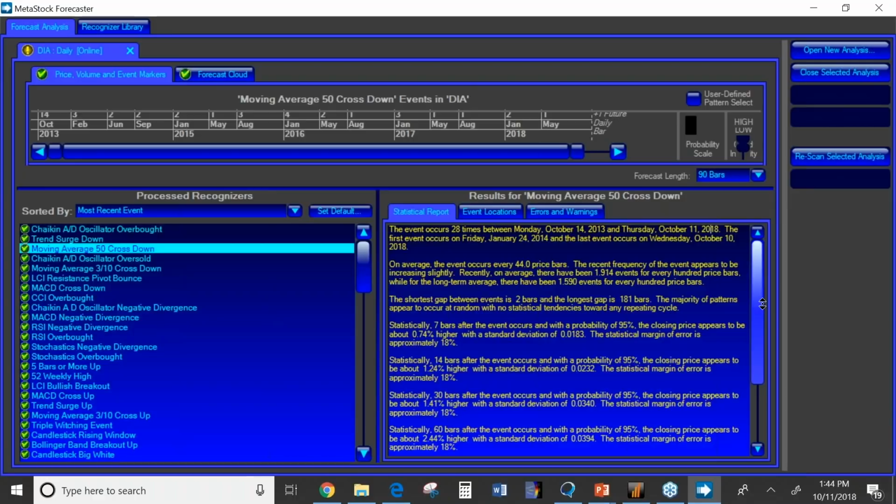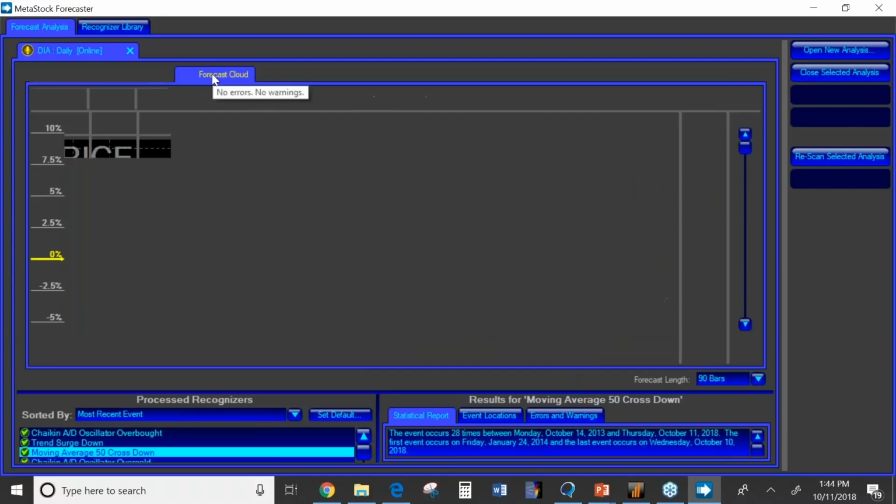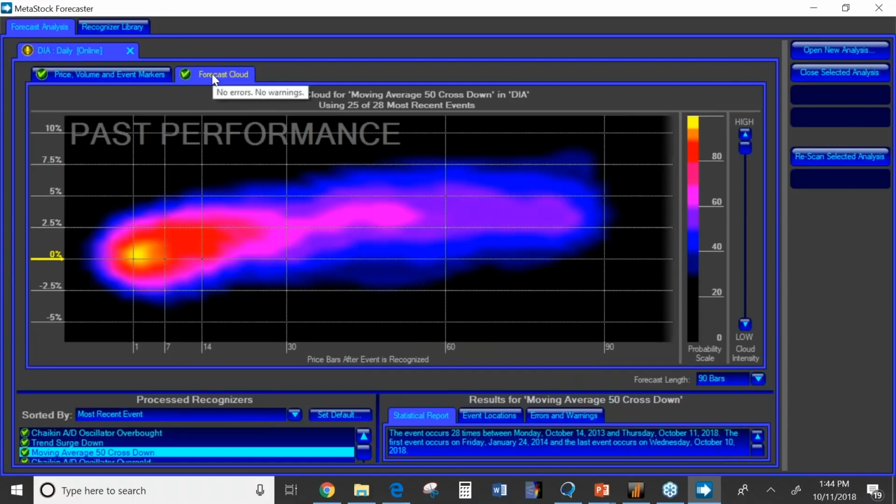The product of this is what we would call a forecast cloud. If I move this back down a little bit and we look at the forecast cloud right here, what we're going to see is basically a heat map. Okay. I'm going to explain a little about what this heat map means, what it tells you, and what it doesn't tell you. Okay.